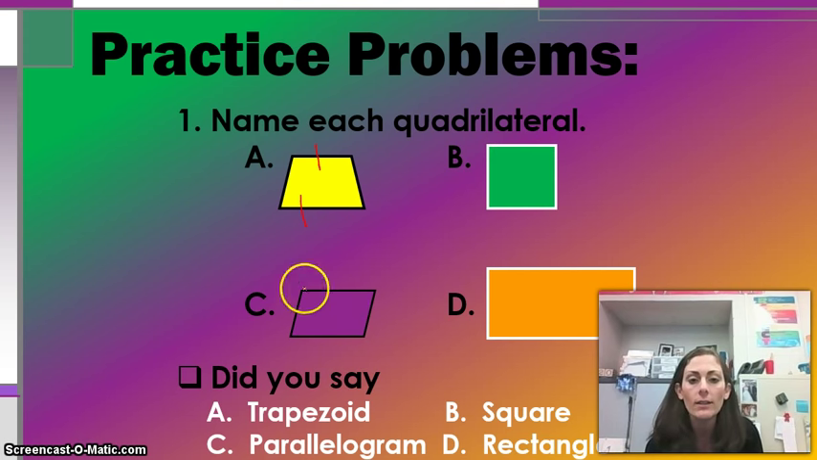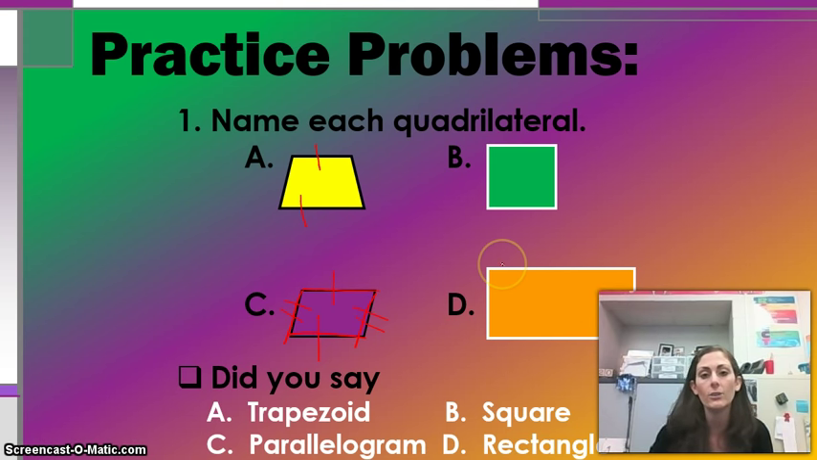C is a parallelogram, because the definition of a parallelogram is it has two pairs of parallel lines with opposite sides congruent. So that line and this line are congruent, they're the same. And this line and this line are congruent, they're the same. And then D is a rectangle, and the definition of a rectangle is a parallelogram with 4 right angles.